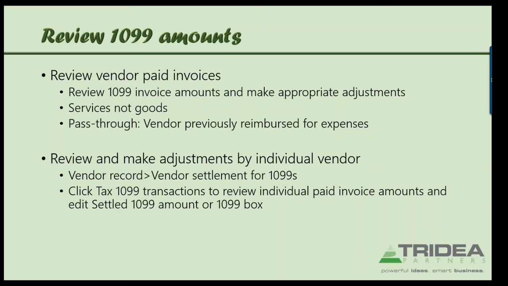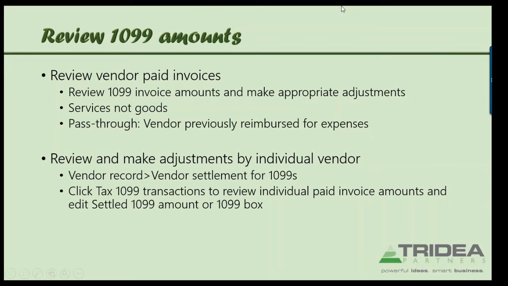Usually the 1099 amounts are for services and not goods. And then you also want to make sure that there's no pass-through amounts that have been overlooked. So if you've previously reimbursed your vendor for any expenses, you want to make sure that you're not recording those again as 1099 at the end of the year. So there's 2 ways to review those vendor settlement for 1099 amounts. You can do that from the individual vendor record, or there's a form in the accounts payable module that you can review all the vendors at once.